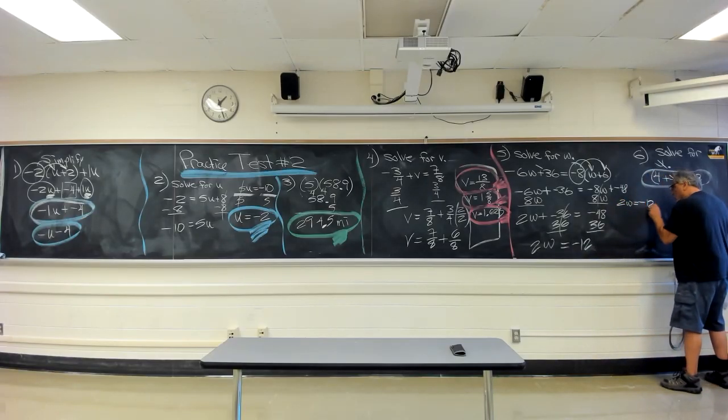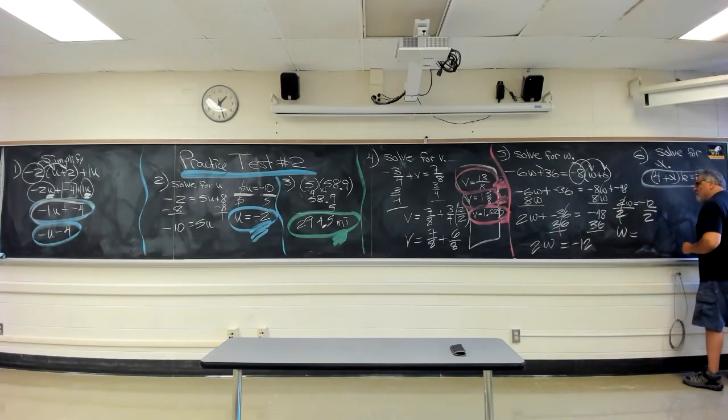2W equals negative 12. Divide by 2 on each side. Always divide by the exact same number that's in front of the letter. If there's a positive in front of the letter, divide by a positive. If there's a negative in front of the letter, divide by a negative. Whatever the sign of the number is, put the exact same number as division on each side.